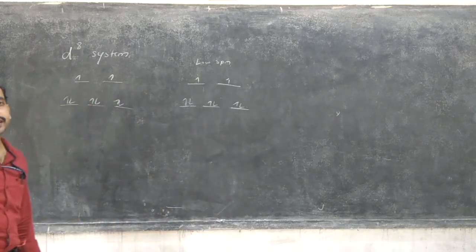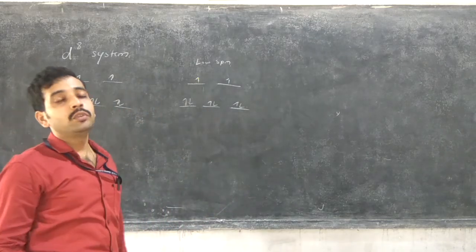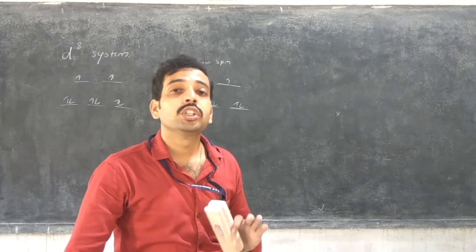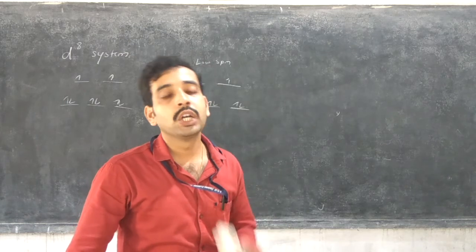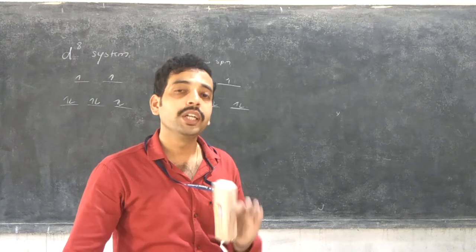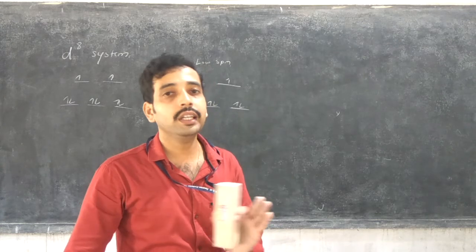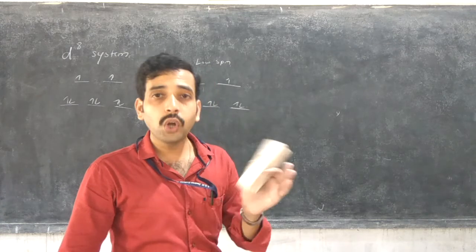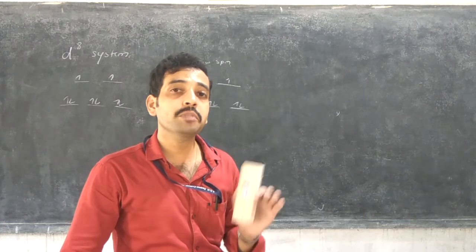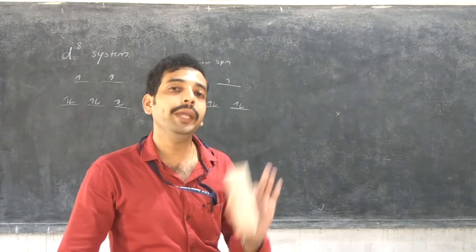That's why it's also the same, meaning D3 and D8 systems have the same Russell-Sanders terms: 4F, 4P, 4F, 4P, 2H, 2G, 2D. These are the Russell-Sanders terms. Out of these, we consider only two: 4F, and the same spin multiplicity, 4P.